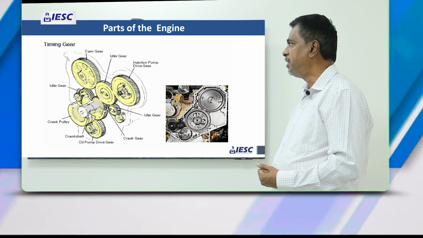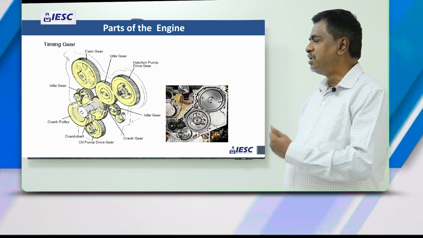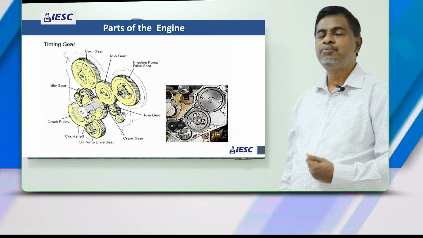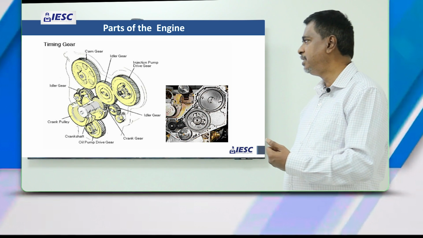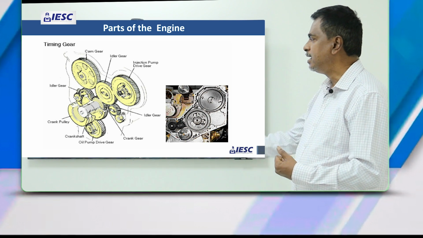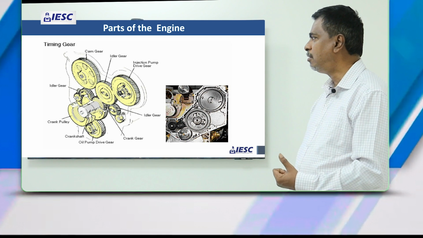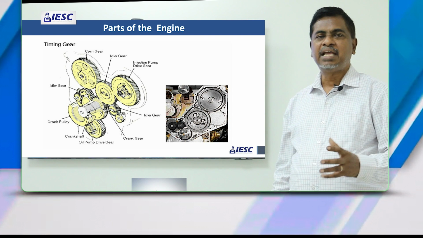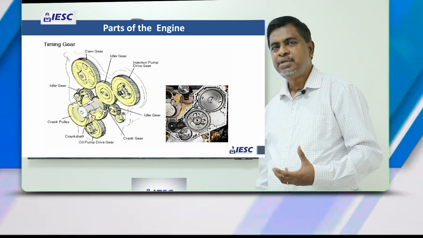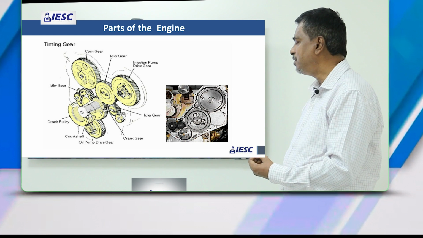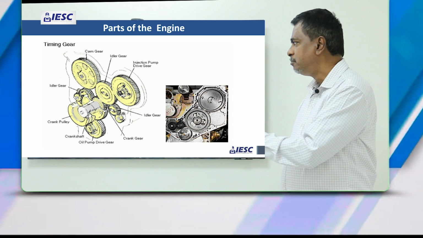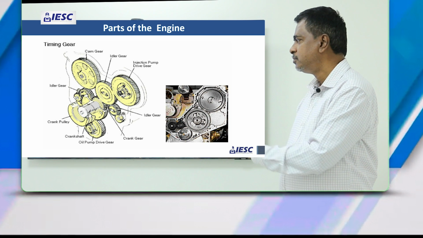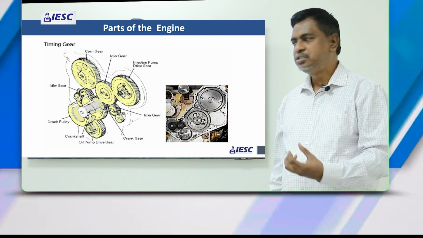Now you can see the timing gear. Every engine needs to be timed for the complete combustion of the fuel. So you can see the gears, all the shafts have a gear at the end of the shaft and they have the timing marks. So while assembling the engine, we need to time the engine by aligning the marks on the gears so that the complete combustion will happen.